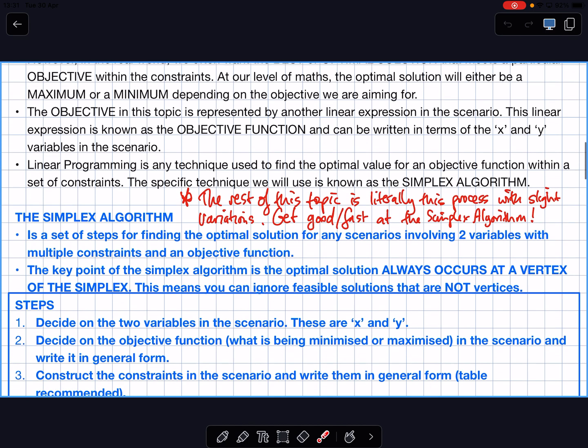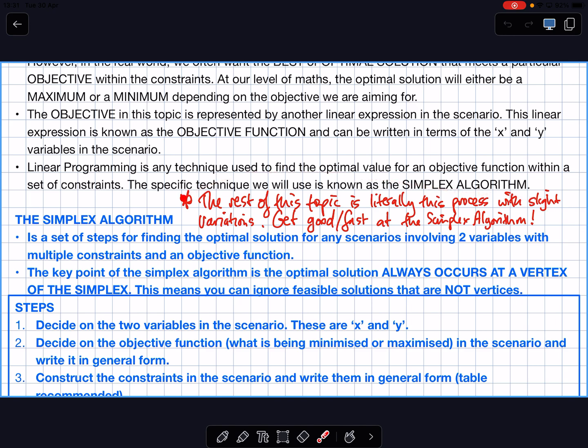So this little note in red, no one believes me. No one believes me until stuff happens and then you realize that I was right. I'm mostly right, okay? The rest of this whole topic is just this lesson, over and over again with slight variations. So what can I say about this? What do the kids say? Get good. Get fast at this. Because this is a time-consuming process.